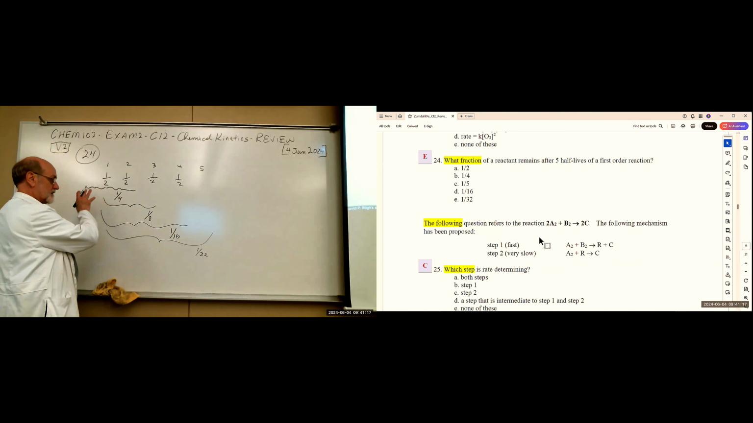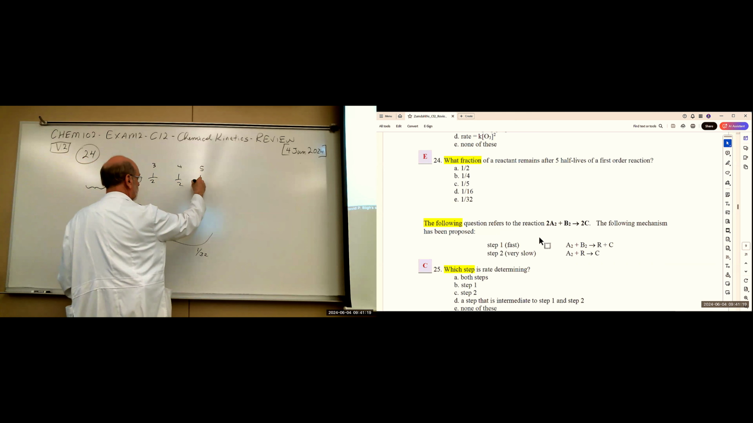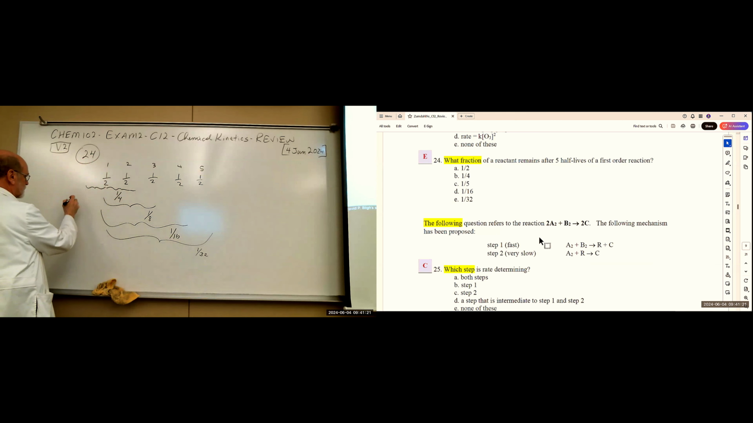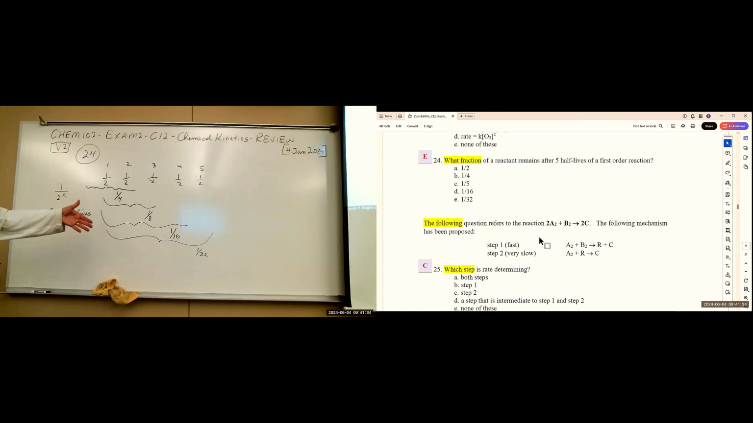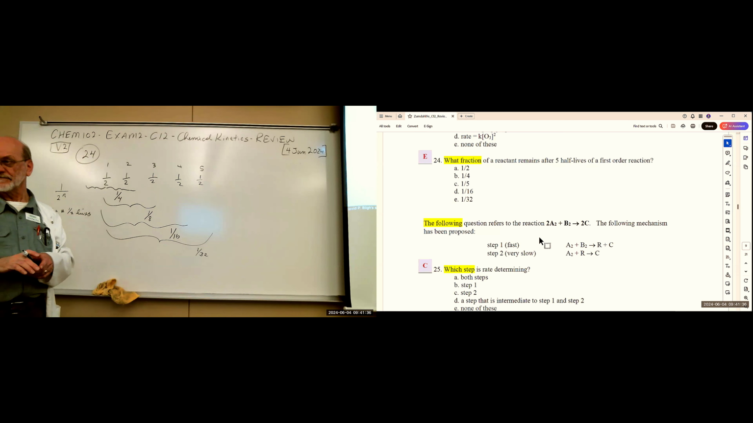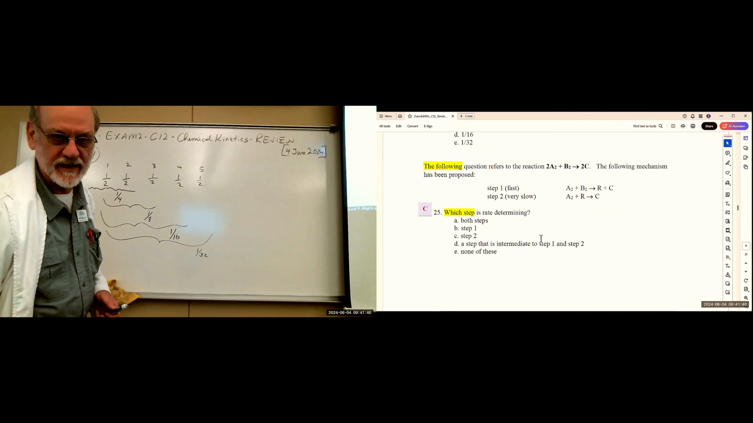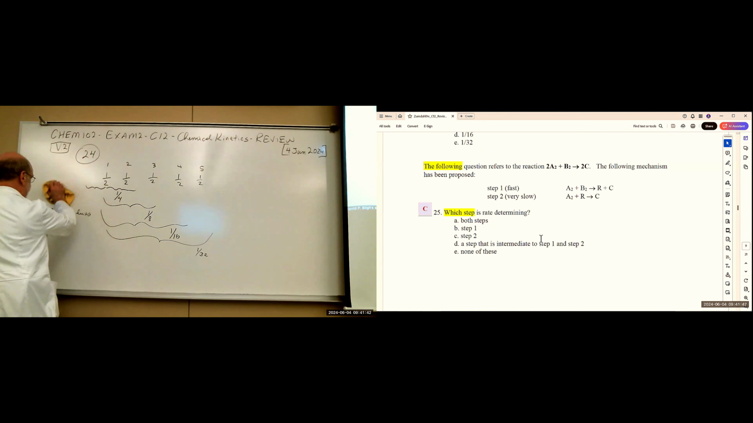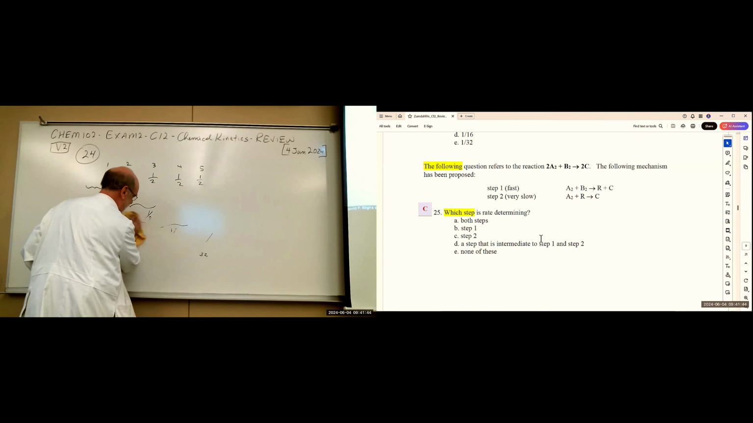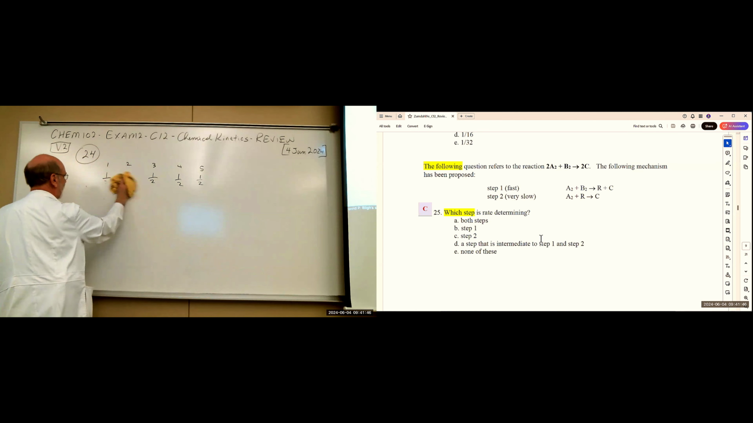Now that's the visual way to do it. The mathematical way is 1/2 to the n, where n equals the number of half-lives. So 2 to the 5th power is 32, and 1/32. Okay. Either way works.